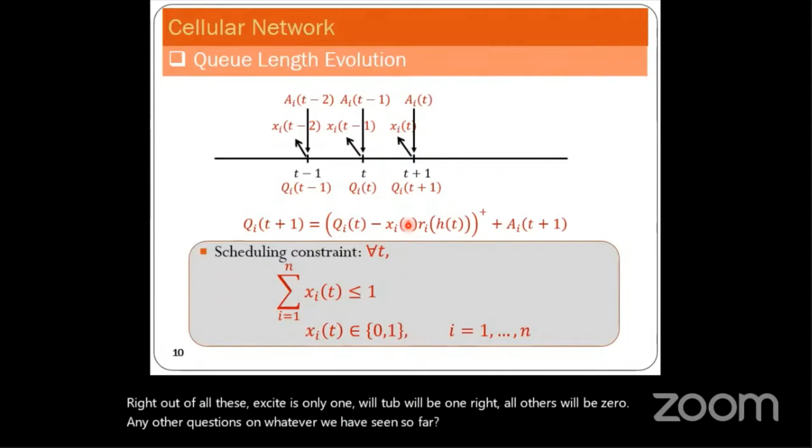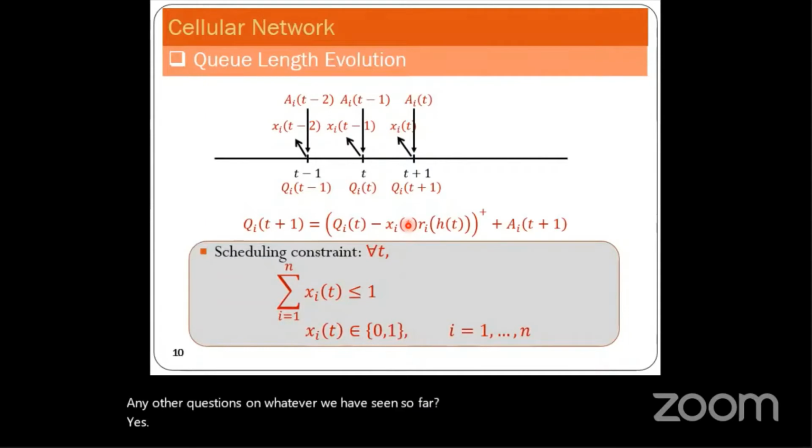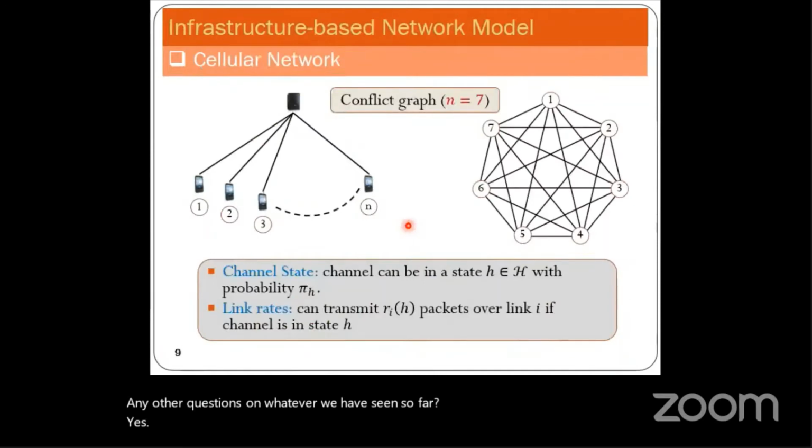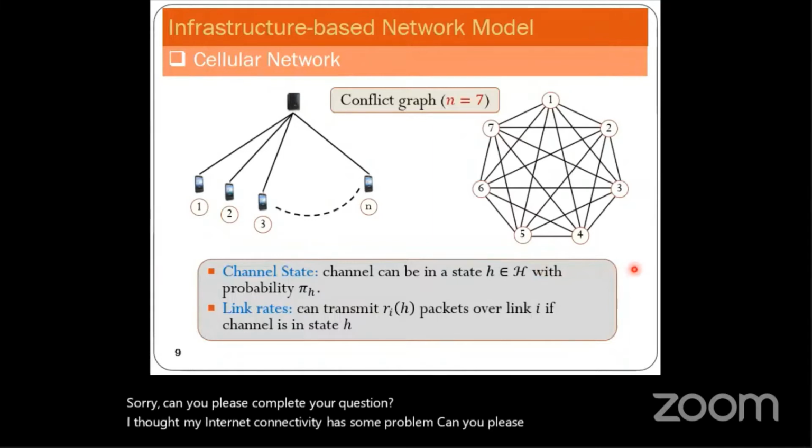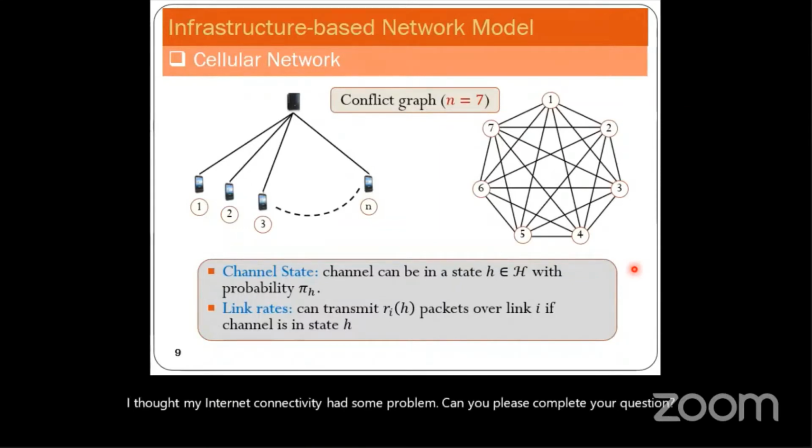Sir, I have a basic question. After we form a conflict graph, from that we get the schedules, like the tuples which we formed, like 1, 1, 0, 0, 1. So after getting the conflict graph, we get the schedules, right? Hello? Yes, sir, I can hear you now. I thought my internet connectivity had some problem. Can you please complete your question? Sir, I'm just confused. After we get a conflict graph, from that we would form the schedules, right? Yes. So the conflict graph tells which schedules are feasible.